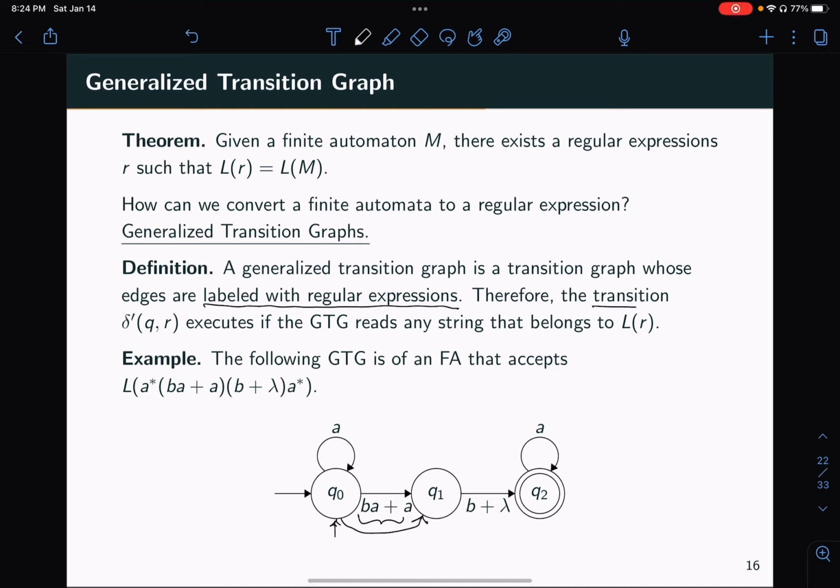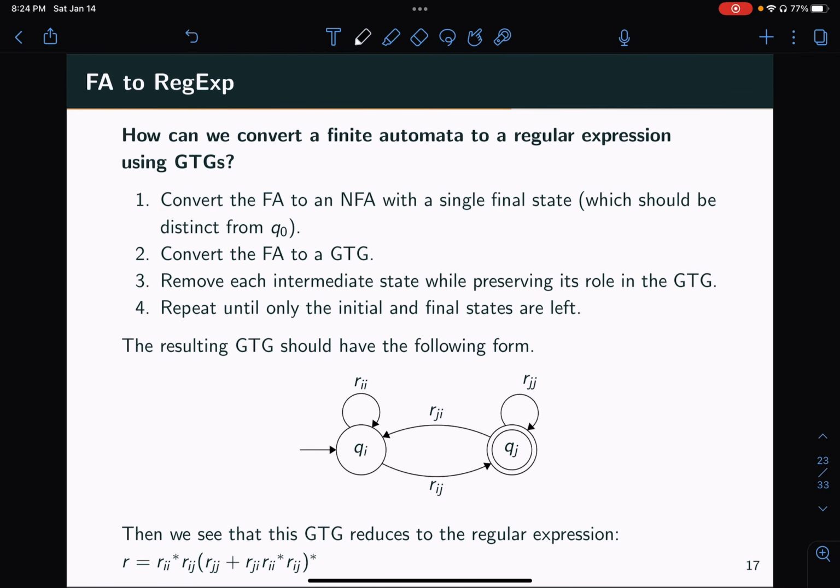And so transitions execute if the graph, or if this generalized machine reads any string that belongs to the language denoted by the labeled regular expression. Okay, so why is this useful? Well, to convert an FA to a regular expression, GTGs are actually crucial, okay? Because essentially they're this new data structure that allow us to keep track of the mechanism of the machine while reducing the machine so that it becomes more apparent what the regular expression equivalent to it is. Okay, so that's exactly what the role of the GTG is.